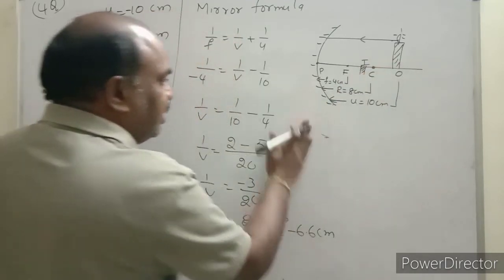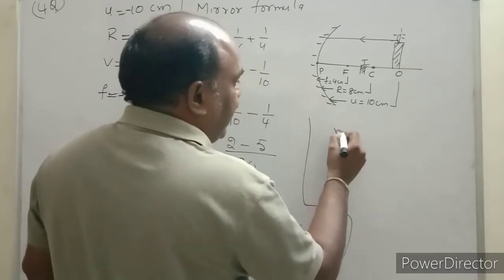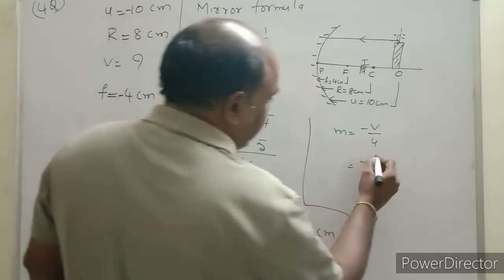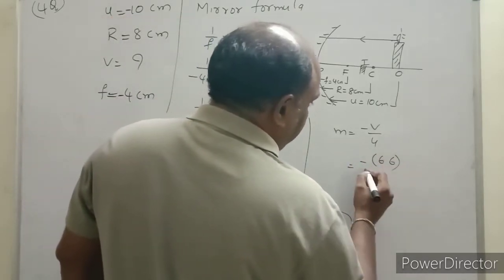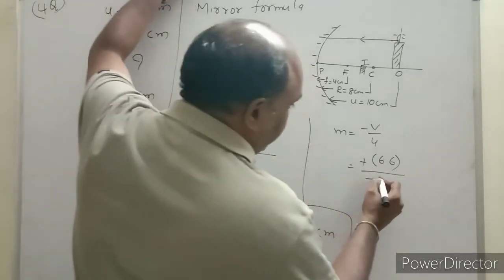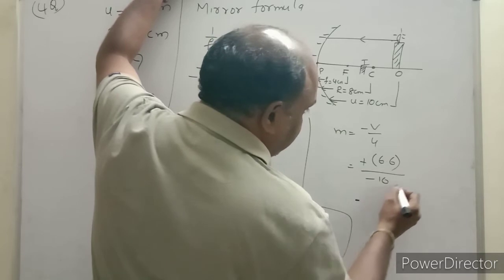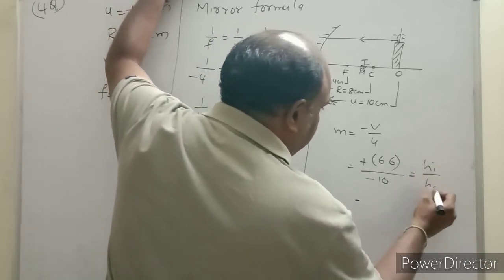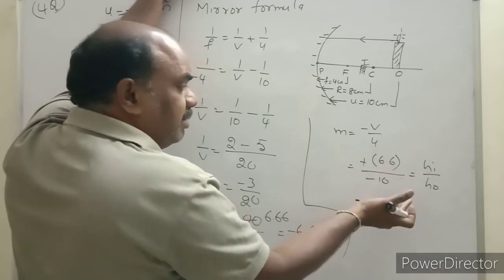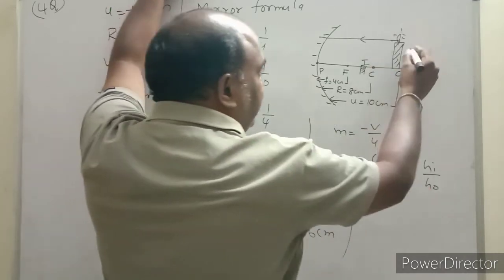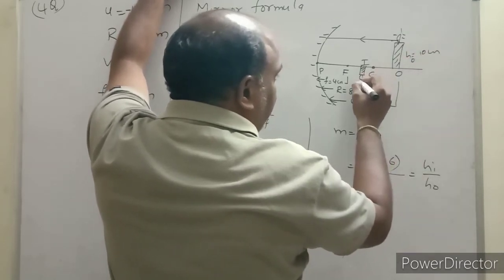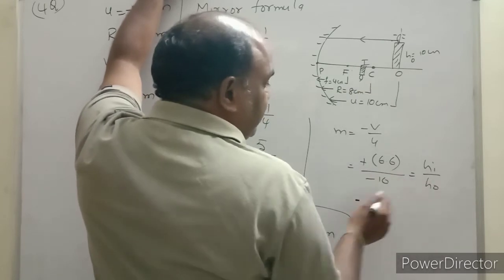Whether it is enlarged or diminished, that also we will see. Magnification is equal to minus v by u. Minus v, how much? v is nothing but 6.6. Minus of 6.6, minus into minus is plus. u is minus 10. That is equal to nothing but hi by h naught. Observe, if the height of the object is 10 centimeter, the height of the image will be only 6.6, and that means a diminished image is formed.